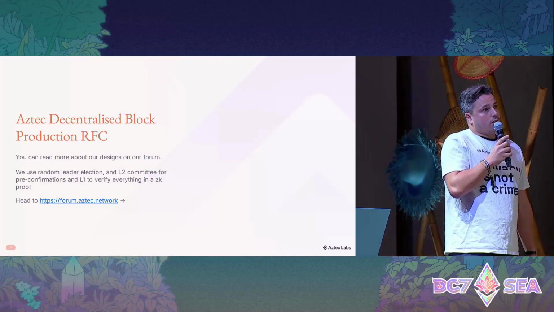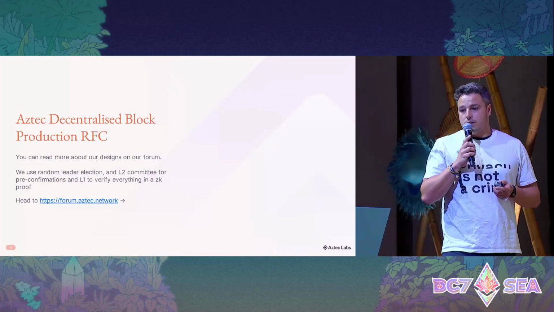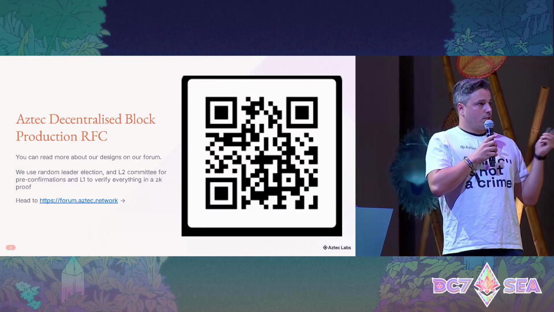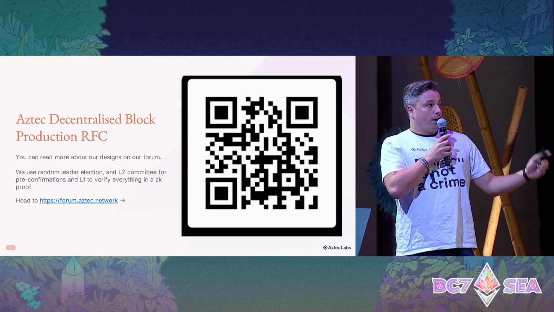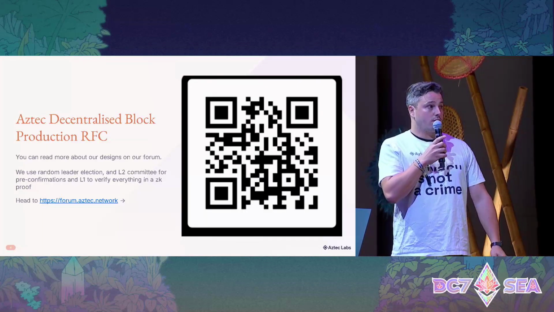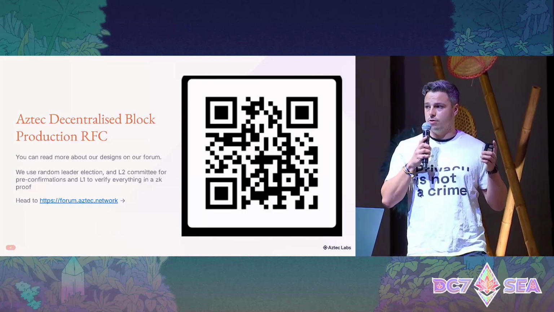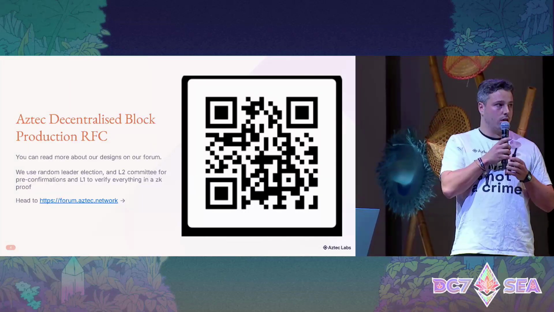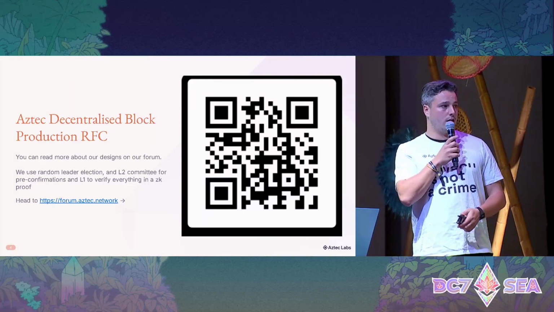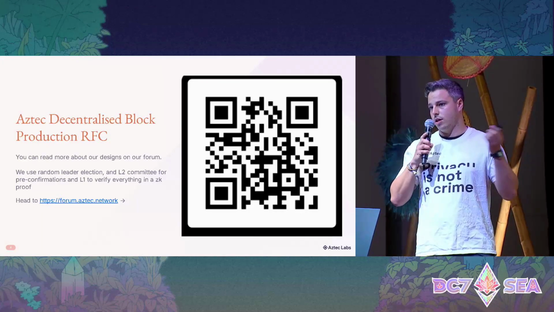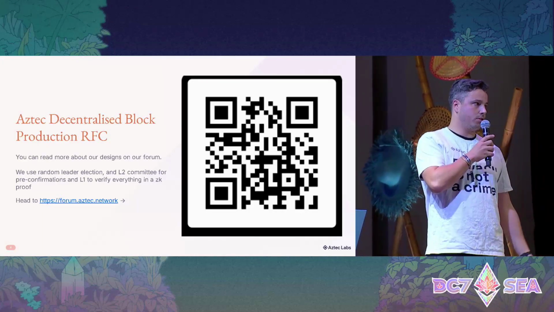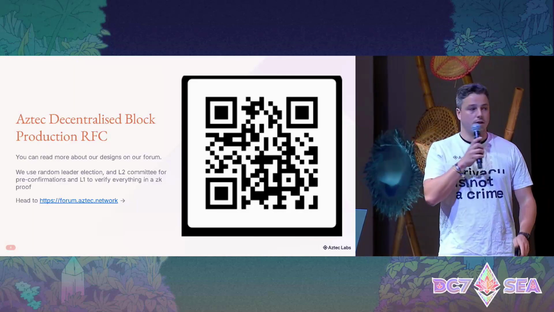Our latest block production designs are now live on the forum. You can scan this QR code. Spoiler alert, we used a random leader election to decentralize our sequencer. There's also a payload timeliness committee on the L2 to help with fast finality and better UX for pre-confirmations. But ultimately, we use L1 to verify everything, and so we're trying to stay firmly a ZK rollup.